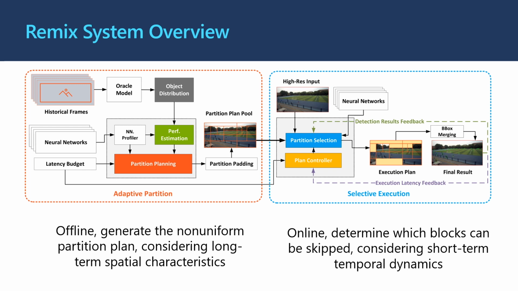For example, some blocks may turn to empty, and in some empty blocks, objects may appear unexpectedly. To this end, we present Remix. Remix consists of two key modules, adaptive partition and selective execution, to address the challenges accordingly. In the adaptive partition, in the offline phase, we analyze the object distribution and the model capacities. Then we try to generate proper partition plans according to the latency budget.